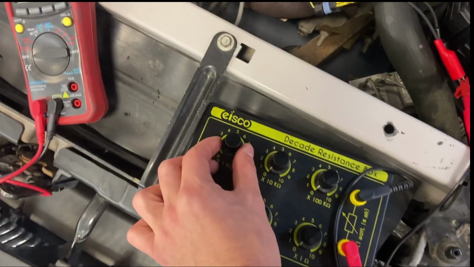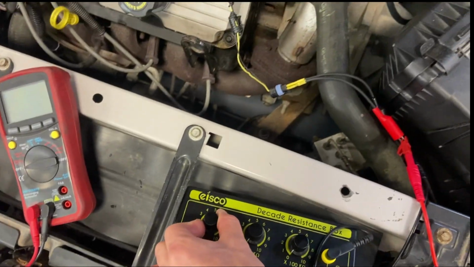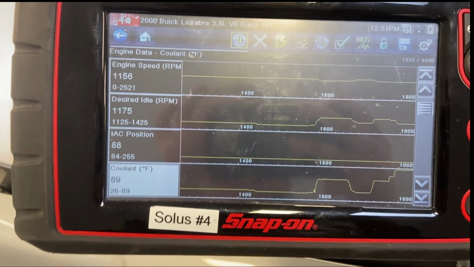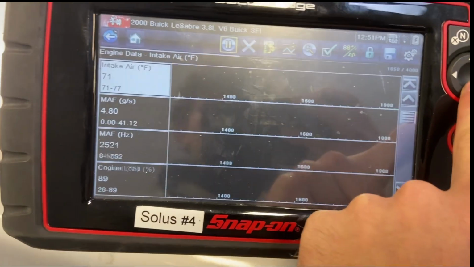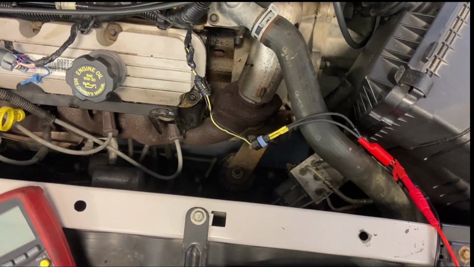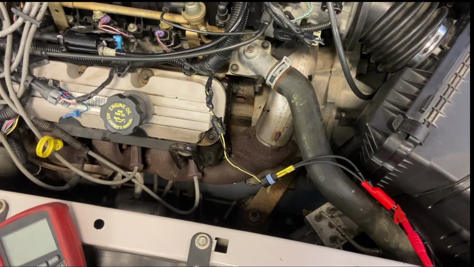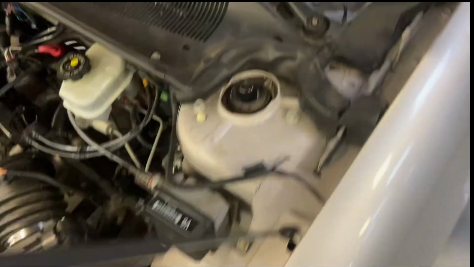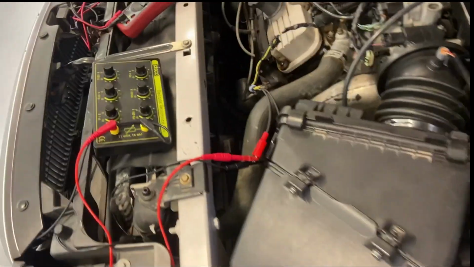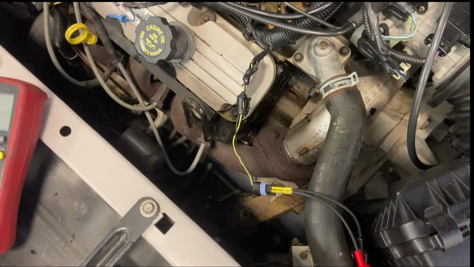Now if we take the decade box and lower resistance below operating temperature, we're reading more hot, and we can continue this drastically, so we're reading very hot now at 140. And we can continue until it thinks it's very hot.